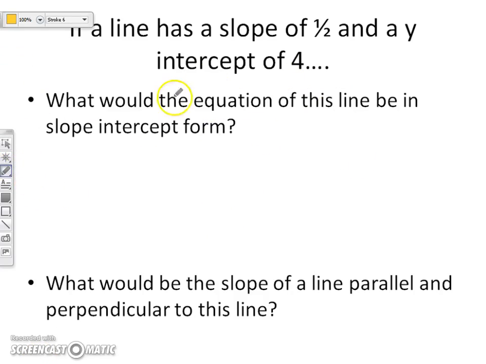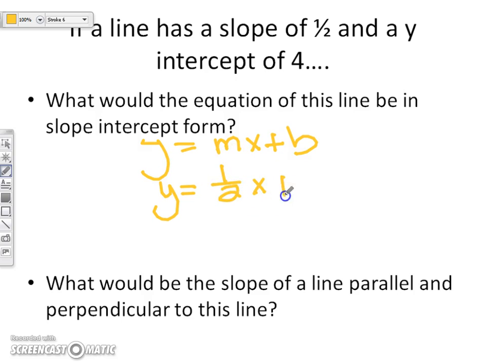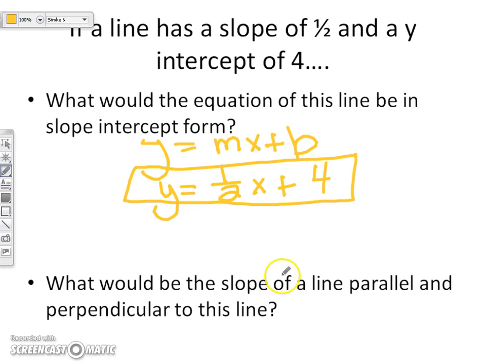We'll continue on. If a line has a slope of 1/2 and a y-intercept of 4, what would the equation be in slope-intercept form? Well, slope-intercept form is y equals mx plus b. Let's plug in what we know. We have a slope of 1/2, and remember, slope is m. We have a y-intercept of 4, so b stands for y-intercept. That would be the equation of our line in slope-intercept form.